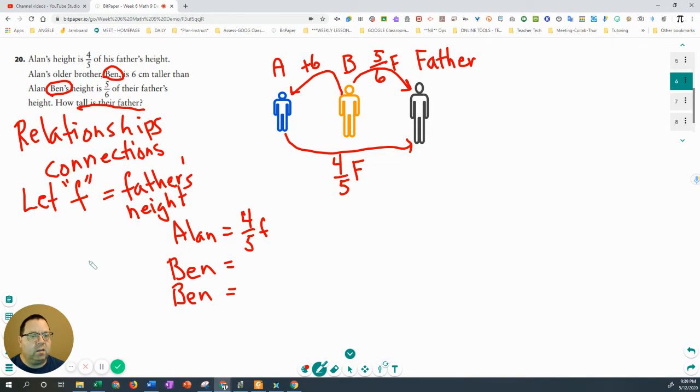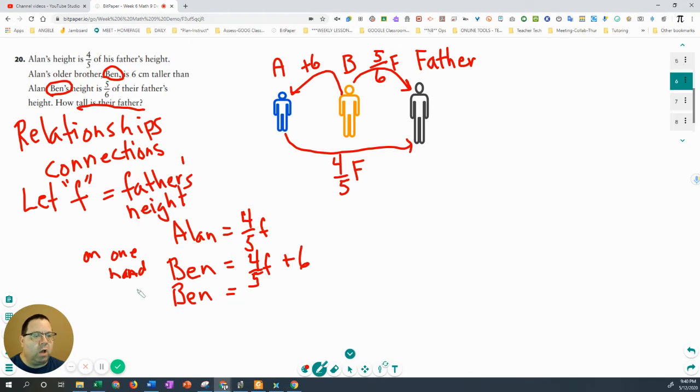So on one hand, Ben is 6 centimeters more than Alan's height. Now we fully admit, you fully admit, we don't know what Alan's height is, but we have an expression, and that for now is actually good enough. So Alan's height, which we don't know, is 4/5 of father's height, add 6. So if he's a 15-foot giant, Ben's 15 feet plus 6 centimeters. I don't know what Alan's height is, but it's good enough to have the expression.